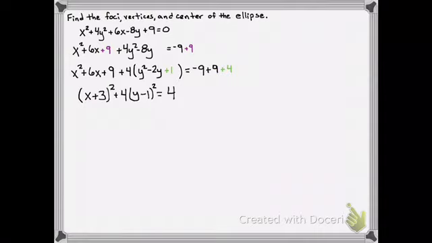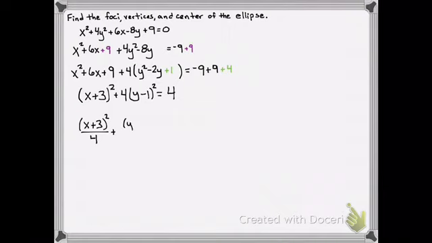Now we have one last step. We want this equation to equal 1. It doesn't. It equals 4. That's an easy fix. If I simply divide everything by 4, then it will equal 1. And so when I divide this first x plus 3 quantity squared by 4, I have x plus 3 quantity squared over 4. When I divide the next portion by 4, the 4's will reduce.